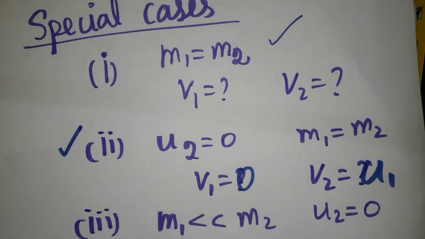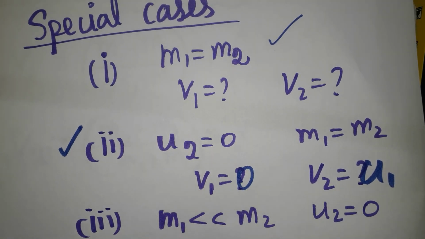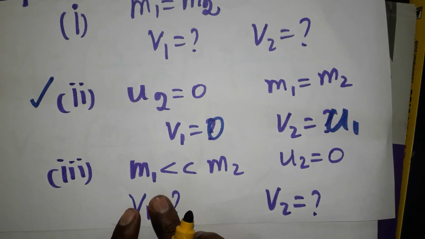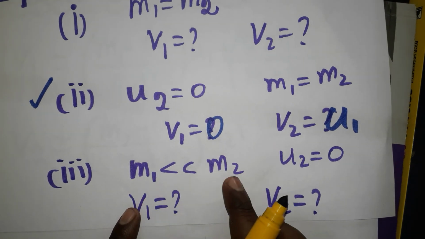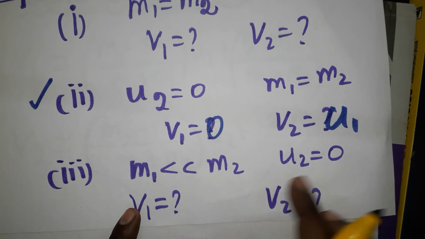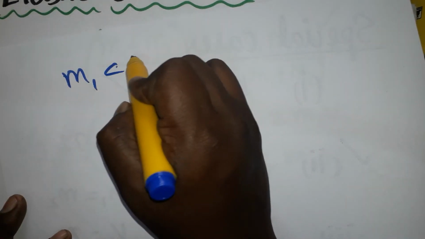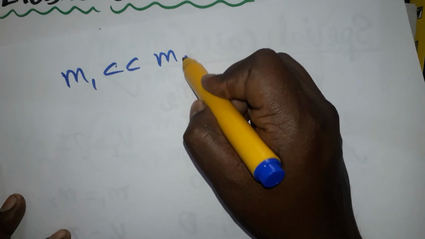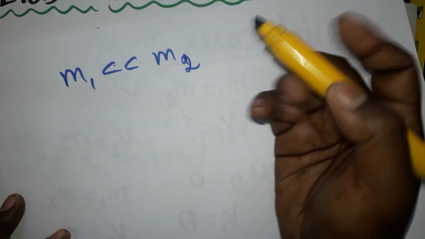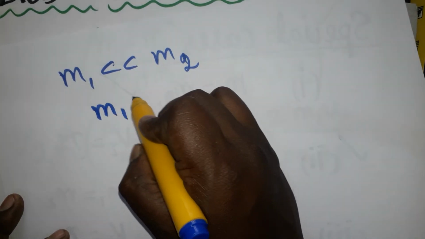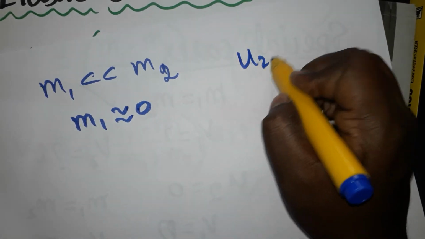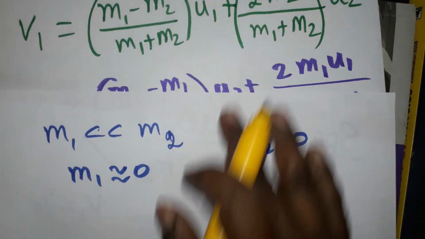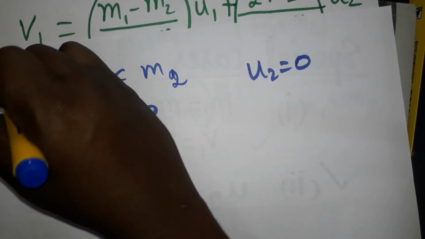Now we are going to do the third special case. What is the third special case? See here, m2 is very much greater than m1, and at the same time u2 is 0. m1 is very much lesser than m2, so m1 is approximately 0, and u2 is 0. Now what is going to happen? We'll see the third special case.